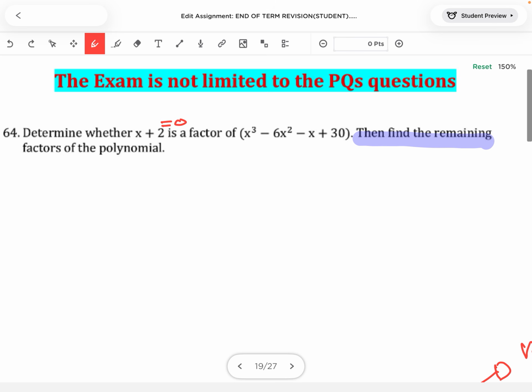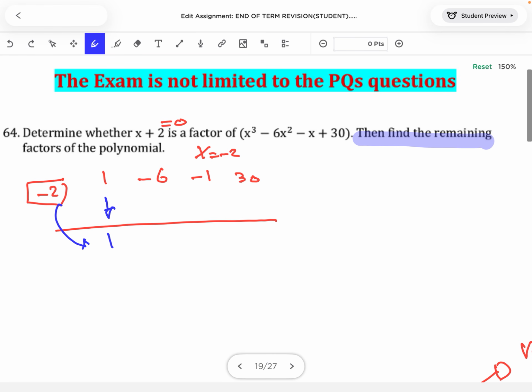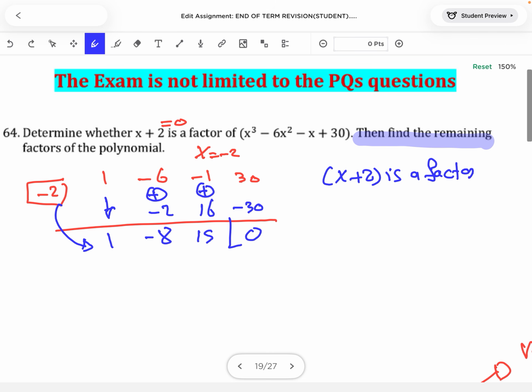I will make this one equal to 0, so x will be negative 2. I will put negative 2 in the box and do the synthetic division. 1, negative 6, negative 1, 30. We drag the first one down and we multiply. Negative 2 times 1 is negative 2. Add them. Negative 8 times negative 2 is 16. Add them. 15 times negative 2 is negative 30. The remainder is 0. That means x plus 2 is a factor.